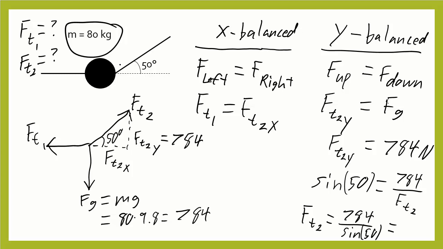Throw that puppy in your calculator and you get 1023 newtons. Okay, so there is FT2. We got one of them solved. Check. Okay, now I need to find FT1. Well, I need to find the other component.